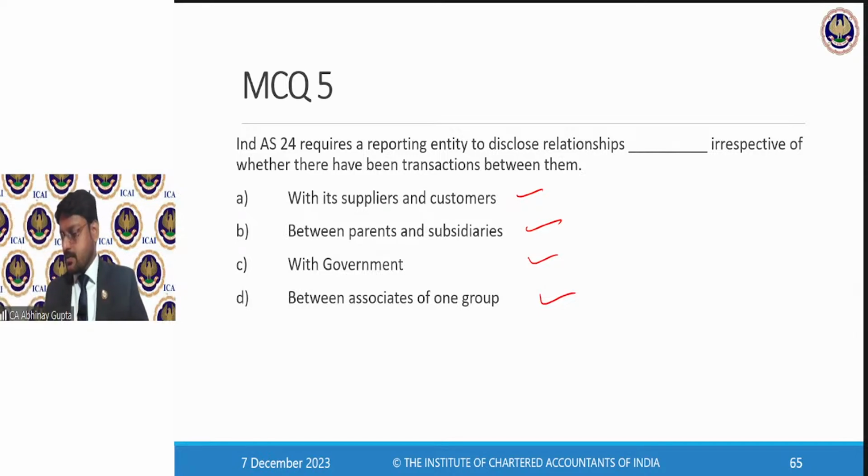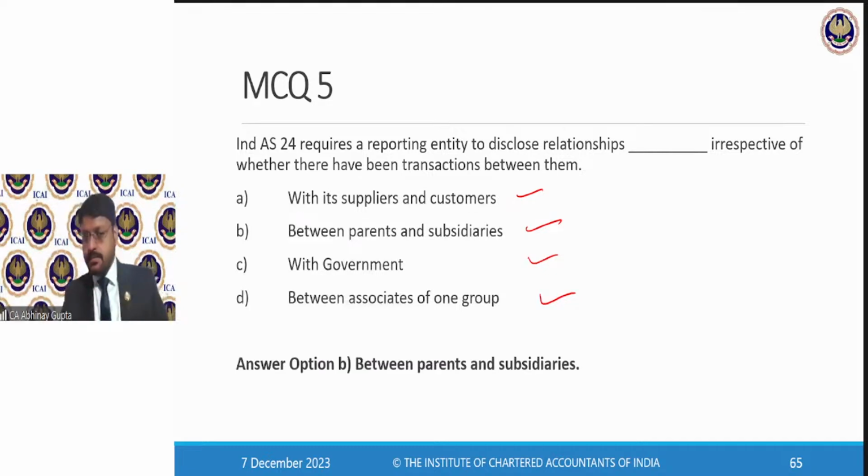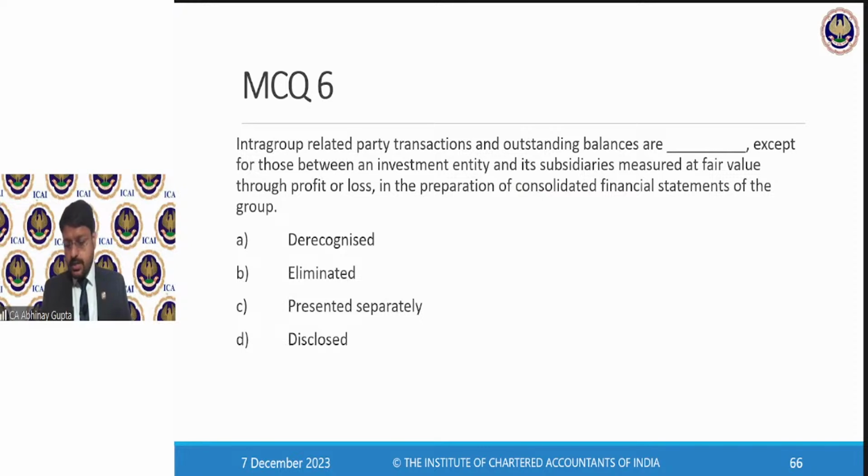Oh, this is the easiest one. What happened? Correct. B. Parent subsidiaries are mandatory category 1 disclosure. Even if there are no transactions, we have to disclose the relationships.